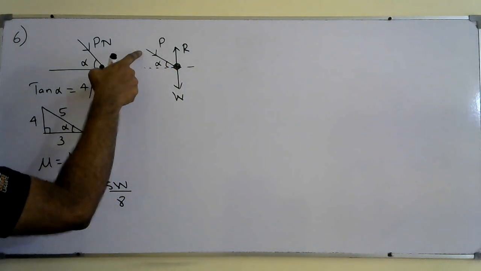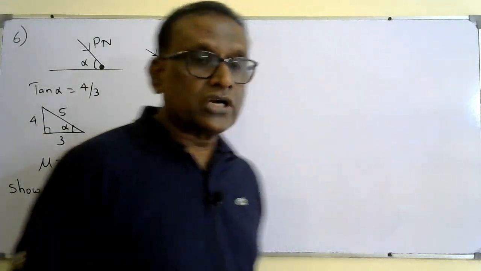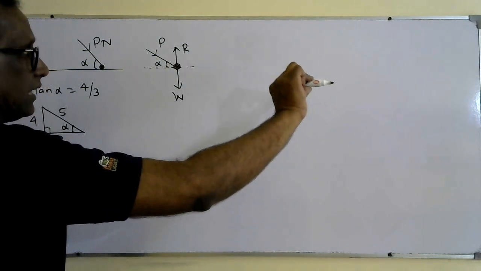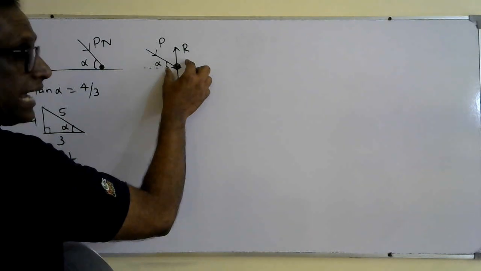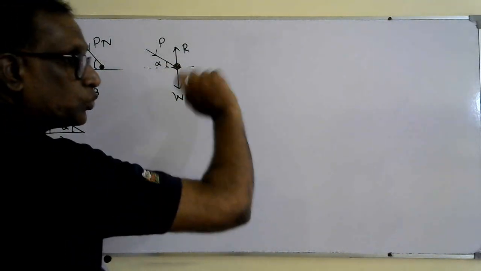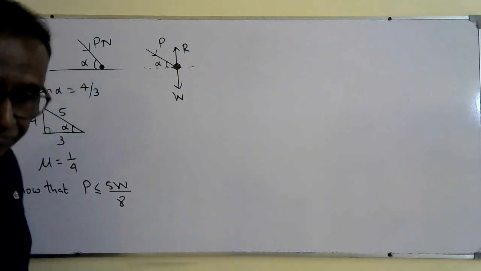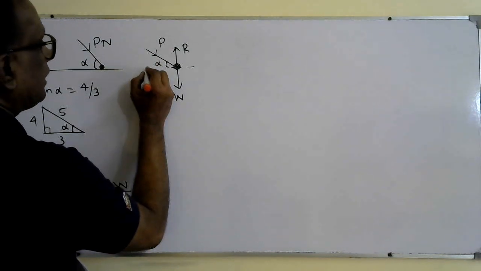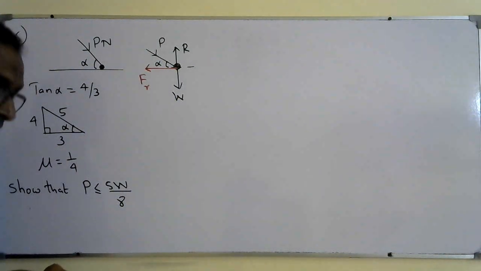When you think about this force P, it will have a horizontal component. P cos alpha will act towards the right. P sin alpha will act downwards. So the particle has an intention of moving towards the right because P cos alpha acts towards the right. So the friction force Fr will act to the left.